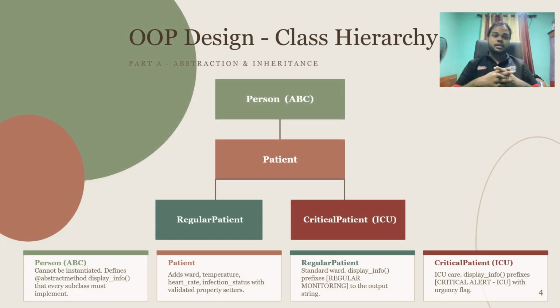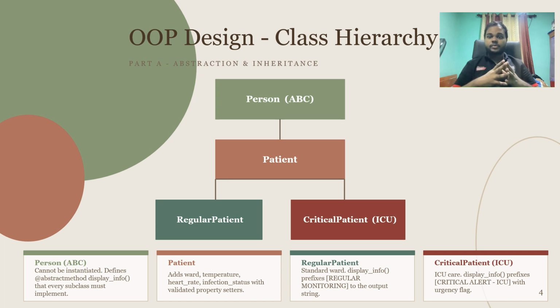Now, let's talk about the structure of our code. We use inheritance to keep things organized. At the top, we have Person, which is an abstract base class. This means it is just a template and cannot be created on its own. It forces all subclasses to include the basic info display function.